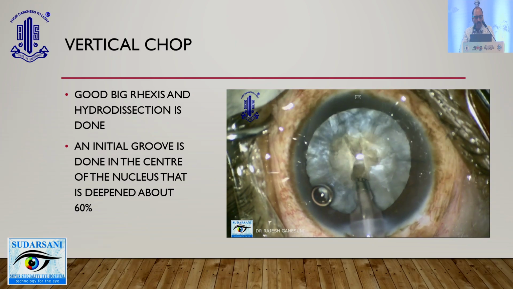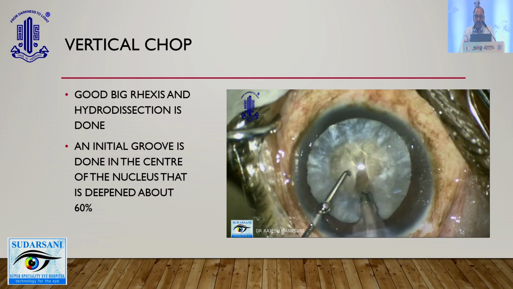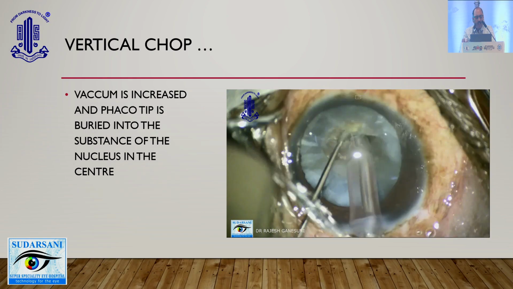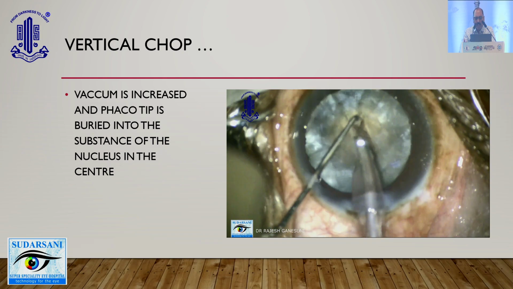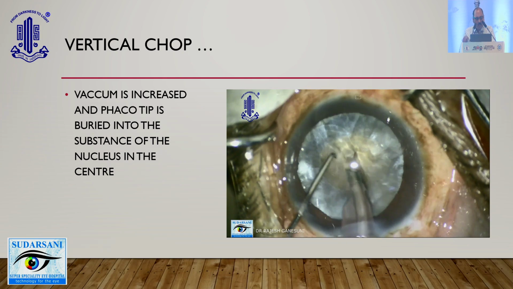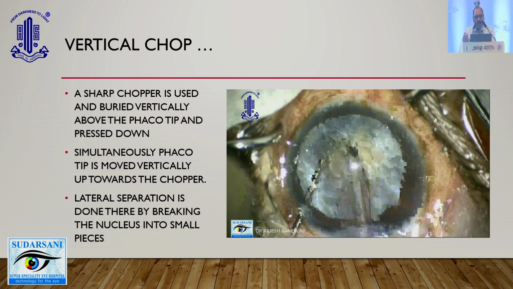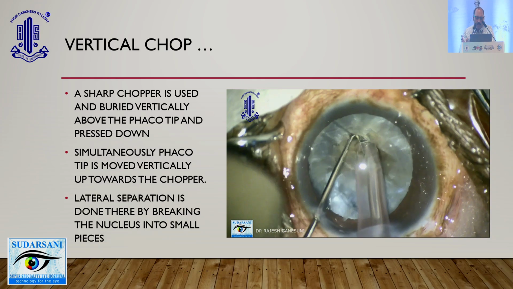An initial groove is done in the center of the nucleus that is deepened to about 60%. And then the vacuum is increased and the phaco tip is buried into the substance, just like a lollipop, just buried into the substance of the nucleus at the center. You can use a chopper of your choice.